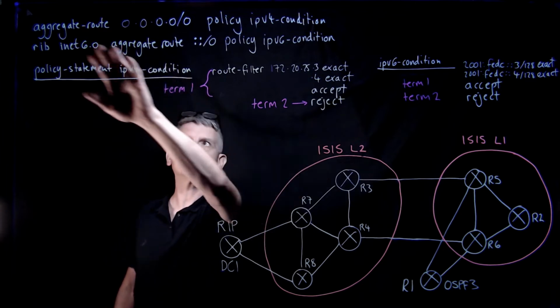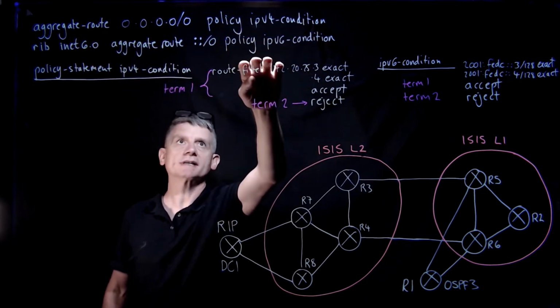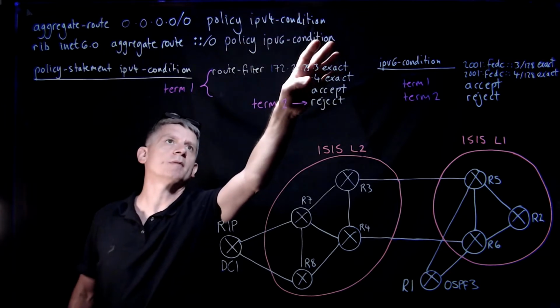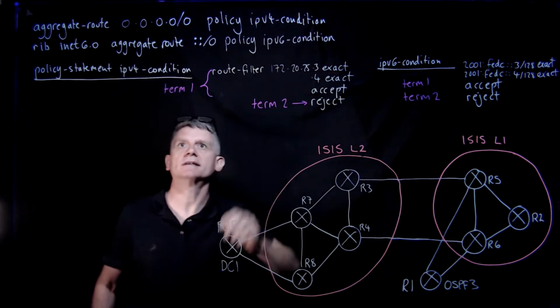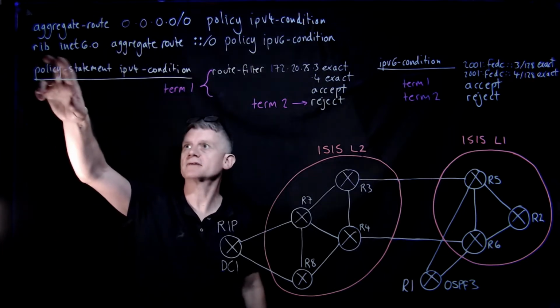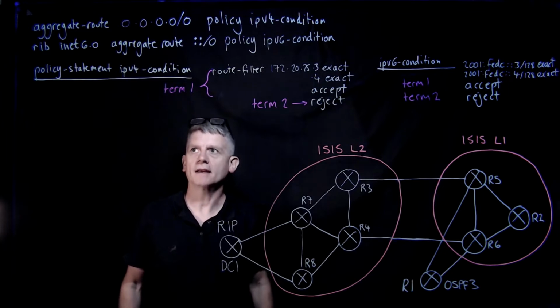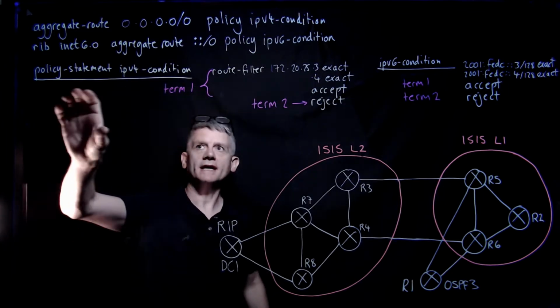So first we have to create the aggregate route. And what we're doing is we're attaching a conditional policy at the end. We've given it the name IPv4 condition, IPv6 condition for the two different routes. Obviously, the IP version 6 route is going to be in inet6. Okay, and then we're going to have a look at the conditional policies.